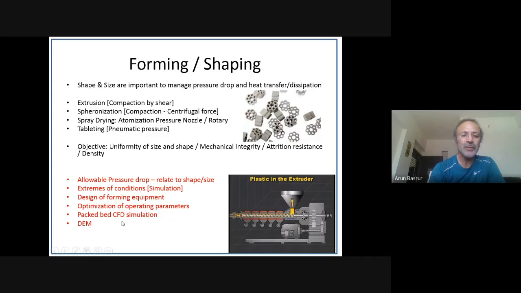meet these objectives, doing a packed bed CFD simulation to see whether to minimize channeling, and DEM, which is discrete element method or discrete element modeling, in which one can try to determine what could be the maximum possible combinations of shape, density, and porosity within a finite volume. So this is useful to catalyst manufacturers.